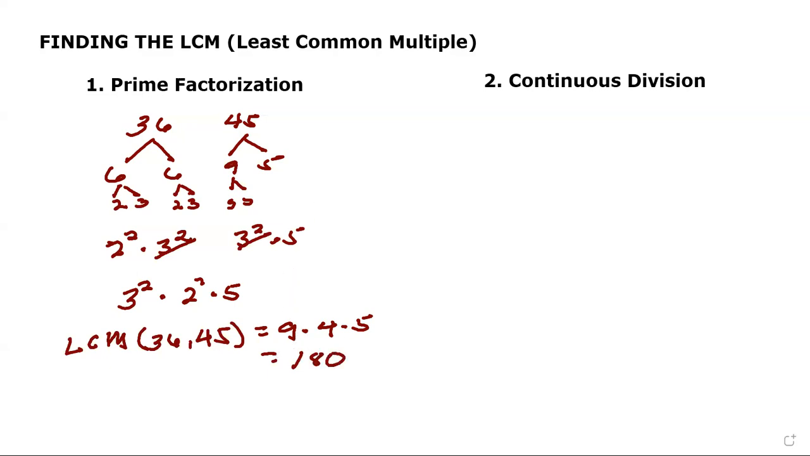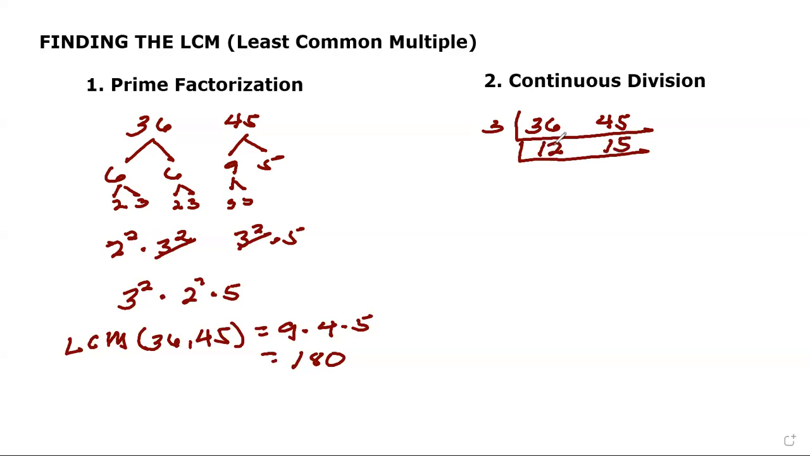Now, for continuous division, how does that work? We line up 36 and 45. The first step is to think of numbers that are common factors of both, aside from 1, which is useless. We can start with 3. Then you divide both numbers: 36 divided by 3 is equal to 12, and 45 divided by 3 is equal to 15.